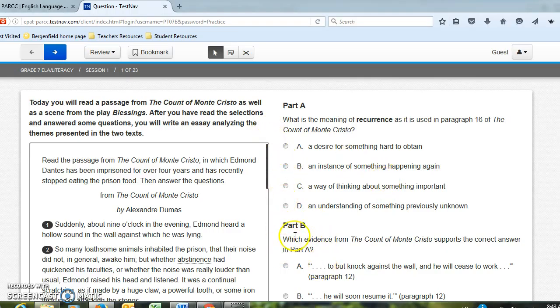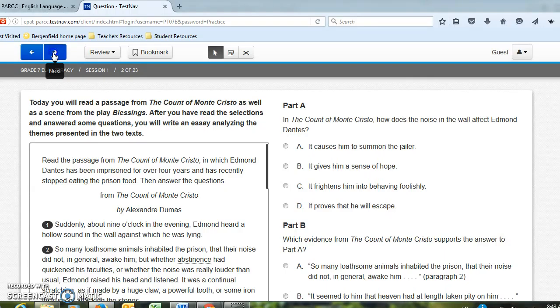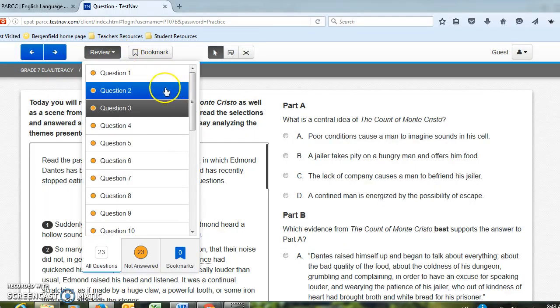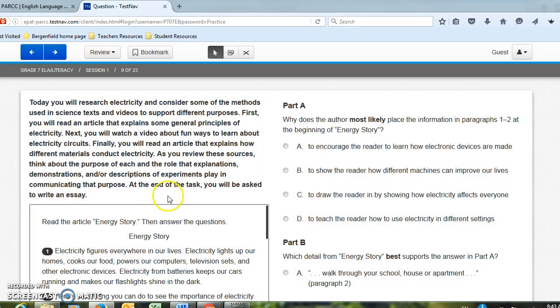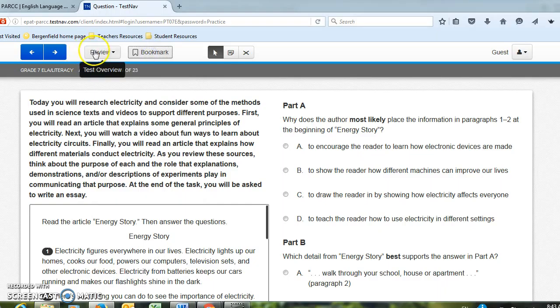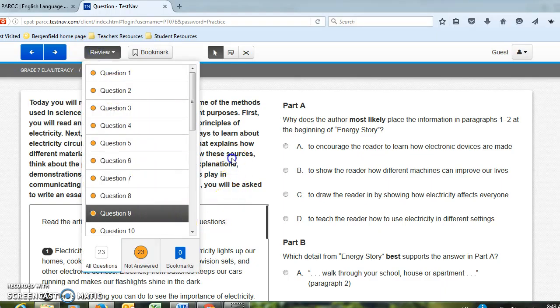You have your Part A, Part B questions. You have these tools up here. The arrow allows you to go through the questions. This review button here allows you to bounce among the questions, so you don't have to use the arrows, but you could go straight to question 9 if you wanted to. The bookmark tool allows you to bookmark a question if you want to go back to it before you submit your answers. So if you bookmark it and you go to review, you'll see the little bookmark pops up there. If you take the bookmark off and you go back to review, the bookmark is gone.